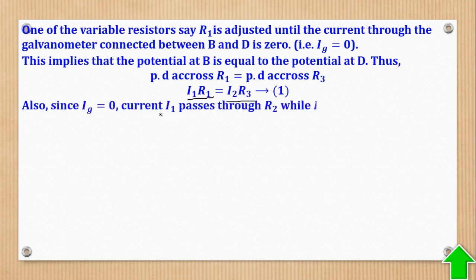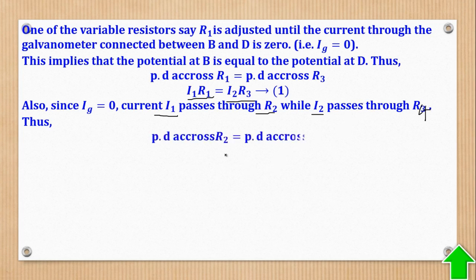Similarly, I1 passes through R2 and I2 passes through R4. So this should be R4. That means the PD across R2 is equal to the PD across R4. Therefore, I1 R2 is equal to I2 R4.